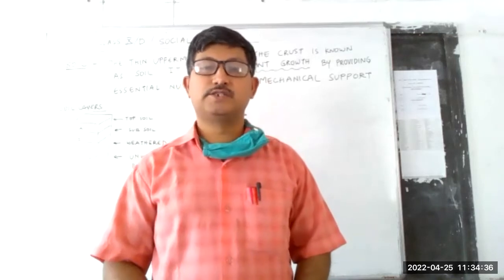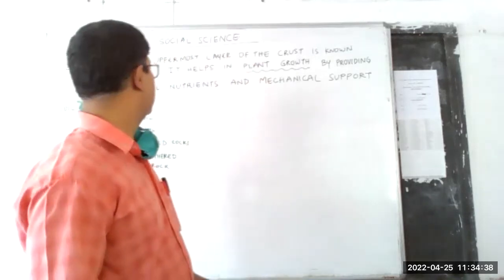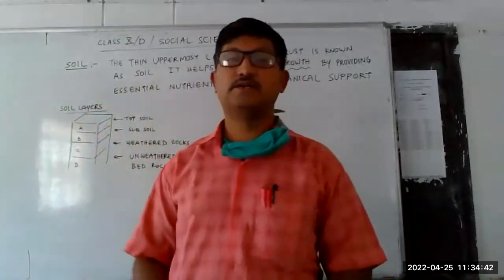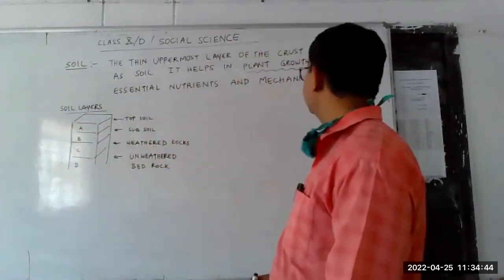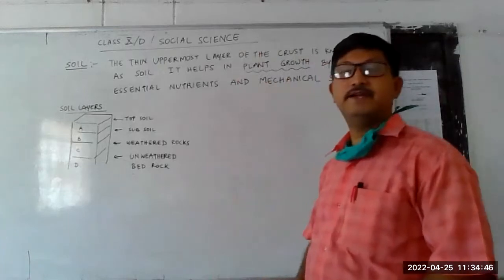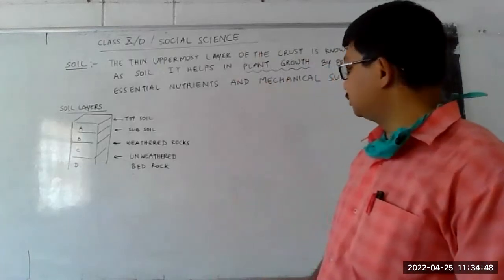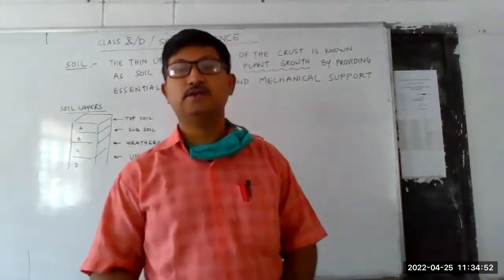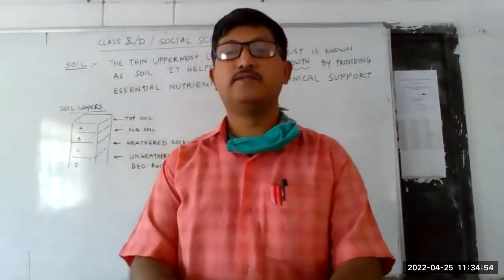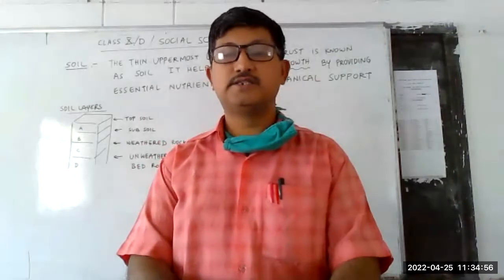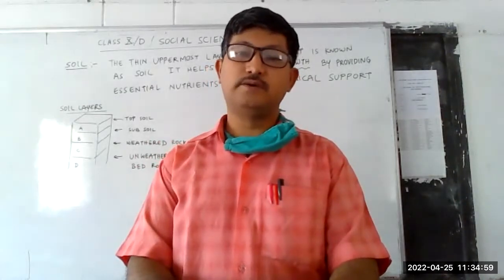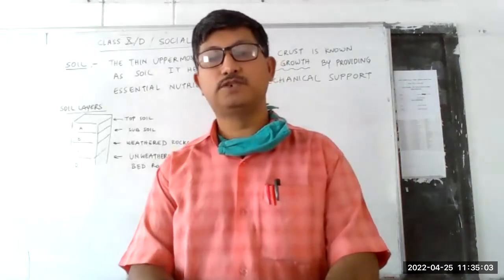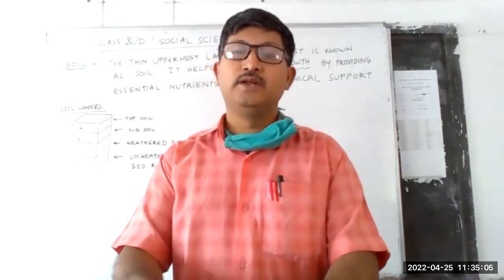Today's topic is soil. So we have defined soil as the thin uppermost layer of the earth's crust, which helps in plant growth by providing essential nutrients and also mechanical support and sustenance. So the thin layer of the soil contains the essential nutrients for plant growth, and the same soil also gives it mechanical support to stand upright.